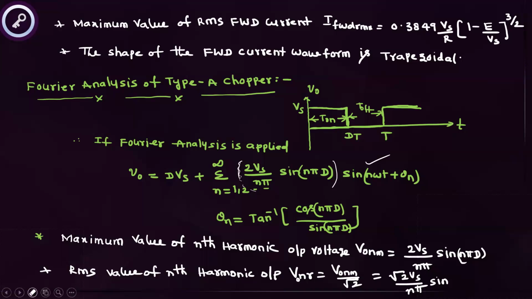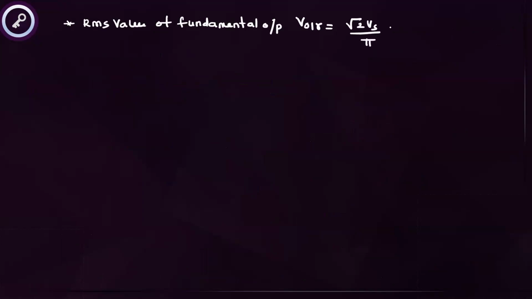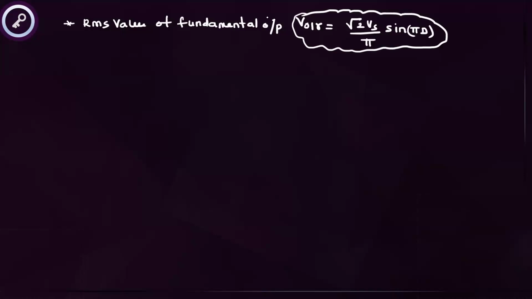But very important is the RMS value of the fundamental. How to calculate the RMS value of the fundamental? Substitute n equal to 1. Then the RMS value of the fundamental output is root 2 Vs by pi into sin pi d. This is important for the GATE exam.